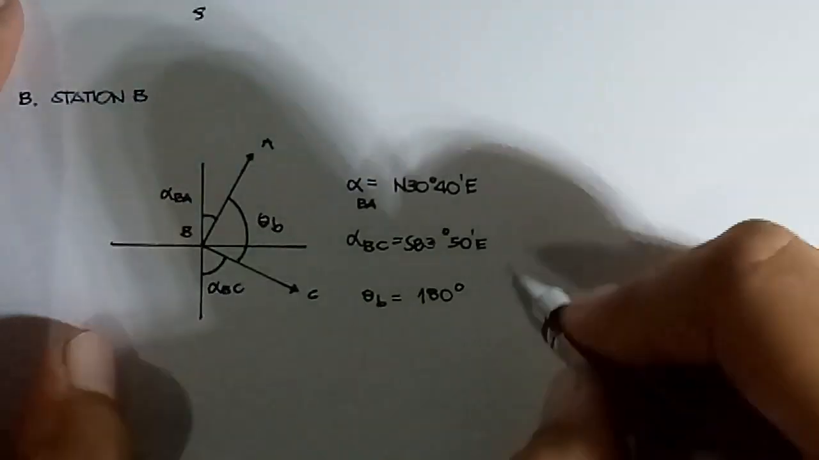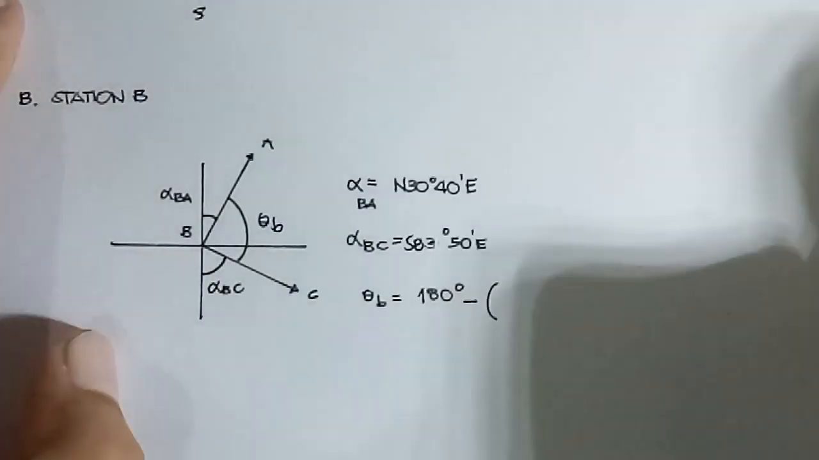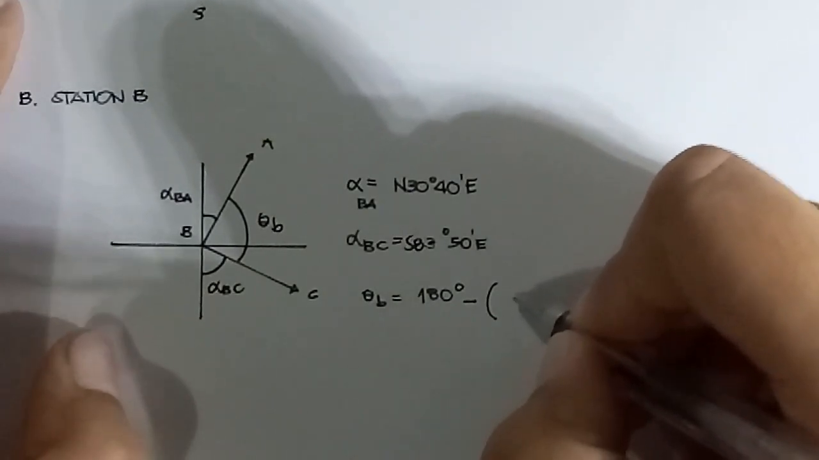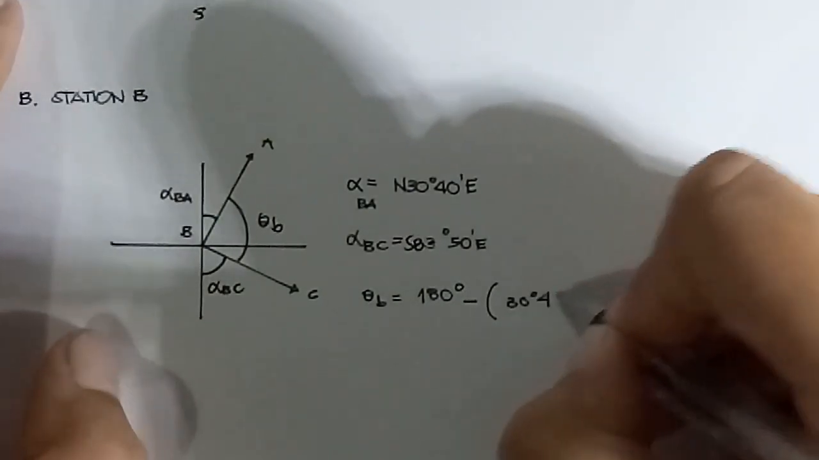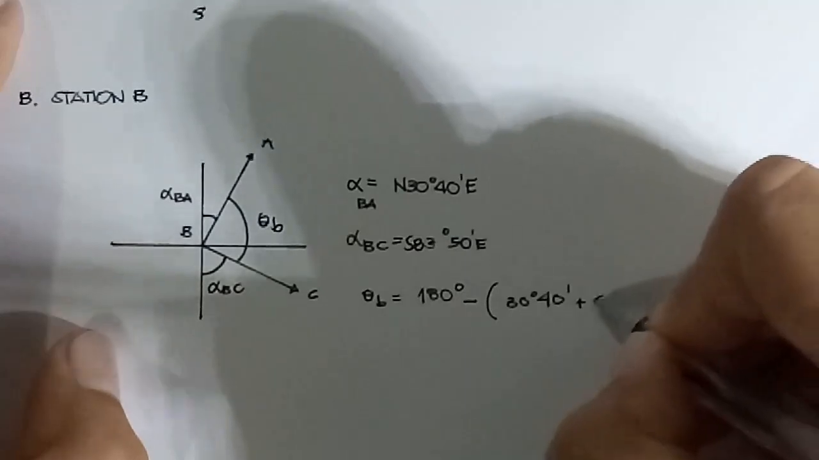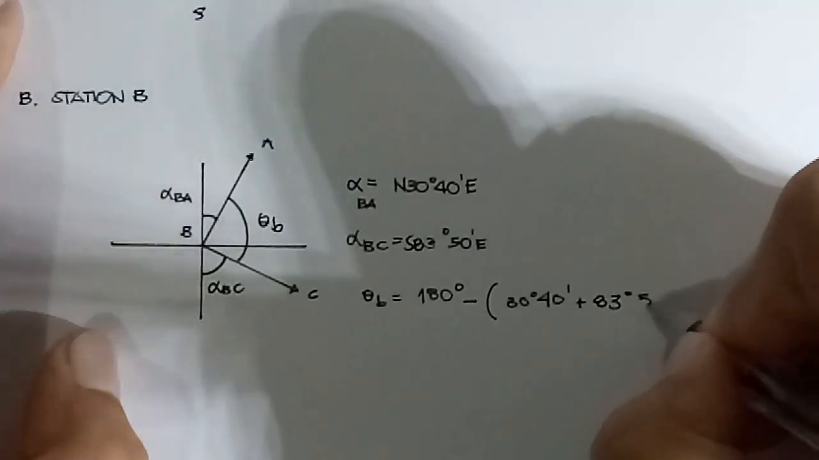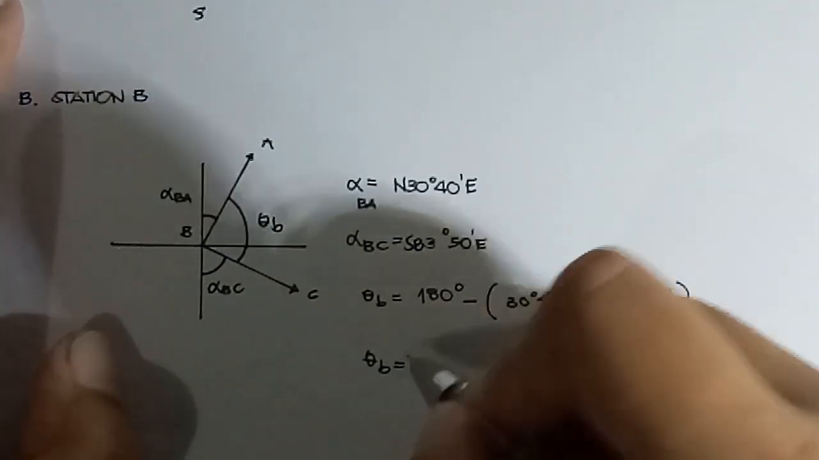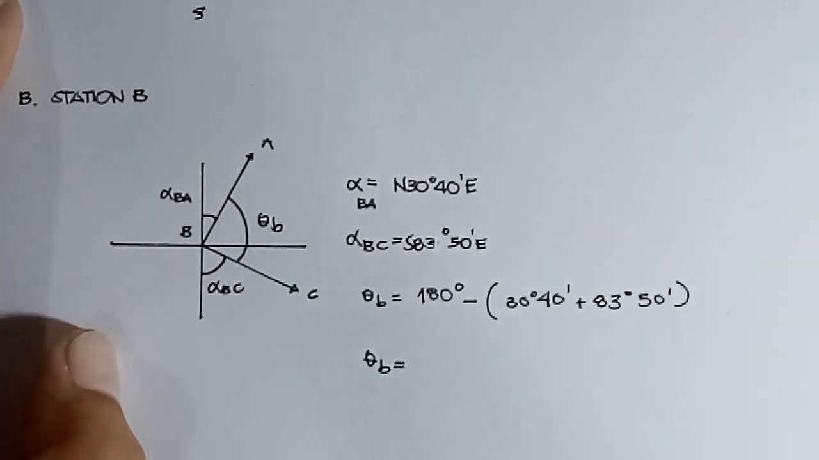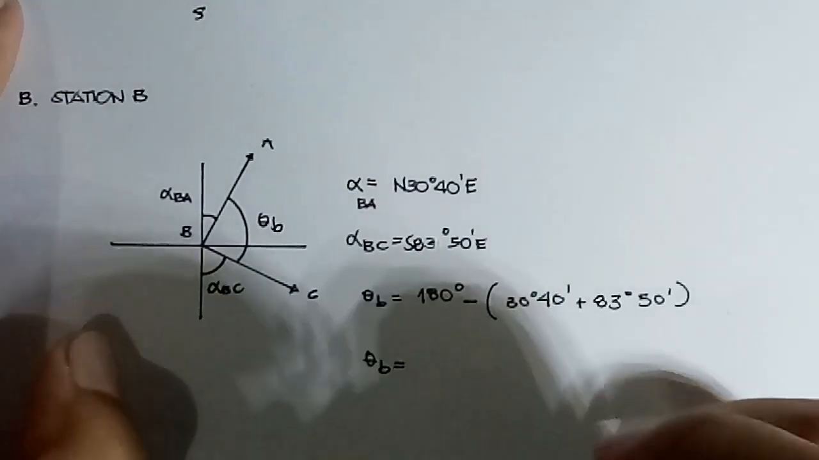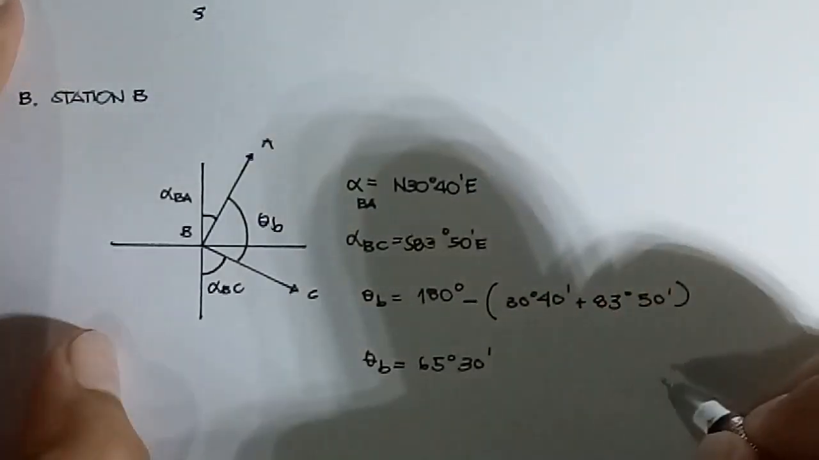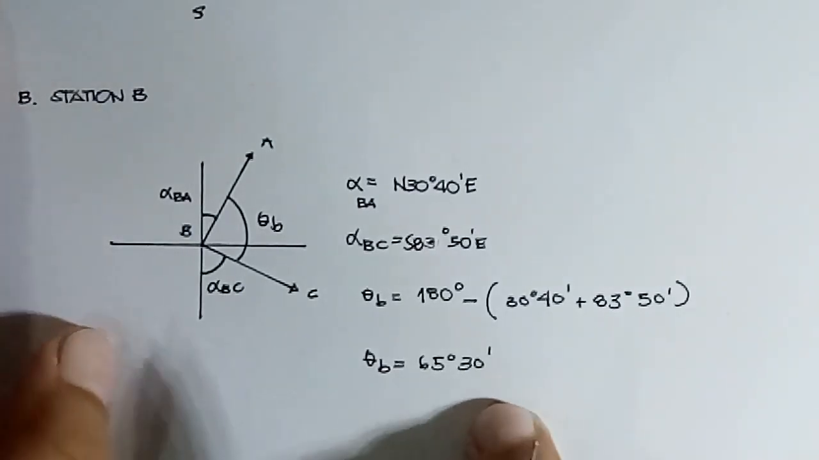So, bali, ang gagawin natin, i-minus natin yung sum ng dalawa nating observed bearing, which is 30 degrees, 40 minutes, at yung 83 degrees na 50 minutes. So, ang kalalabasan niya, ang i-input natin sa calculator ay 65 degrees, 30 minutes. Yan yung interior angle natin for station B.